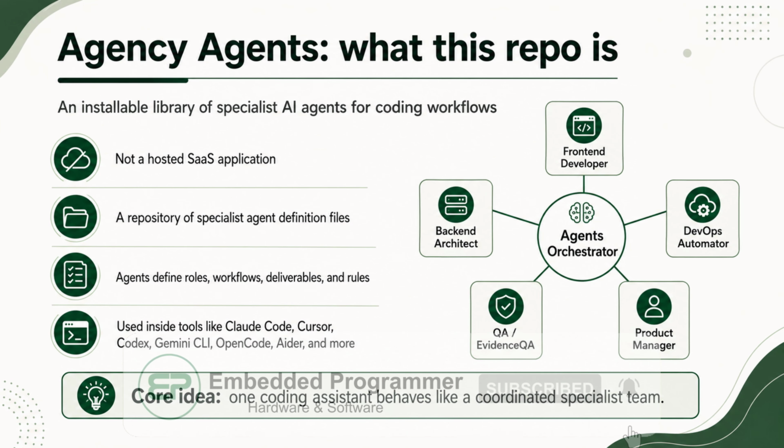It is an installable library of specialist AI agent definition files. Instead of using one generic coding assistant for everything, you give your AI tool access to specialist roles. One agent can act like a front-end developer, another can act like a backend architect, another can focus on DevOps, QA, product management, or orchestration. The most important agent is the Agents Orchestrator. It connects the specialists together and helps move the project from planning to implementation to review and finally to deployment preparation. So the core idea is this: one coding assistant can behave like a coordinated specialist team.